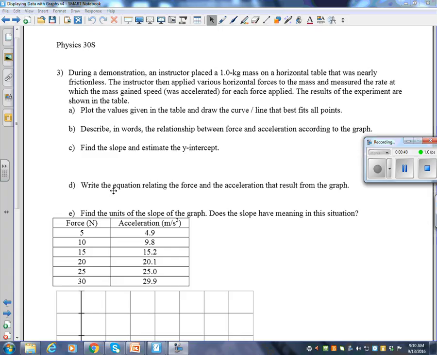Write the equation relating the force and find the units of the slope of the graph. Does the slope have meaning in this situation? Okay, so let's do the graph first.